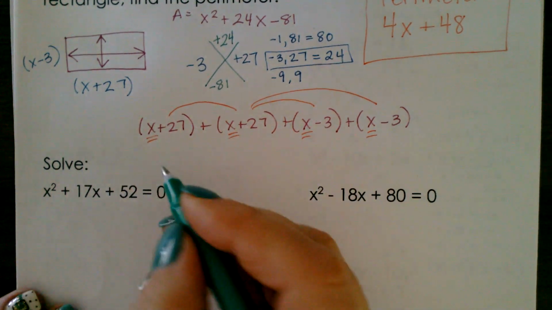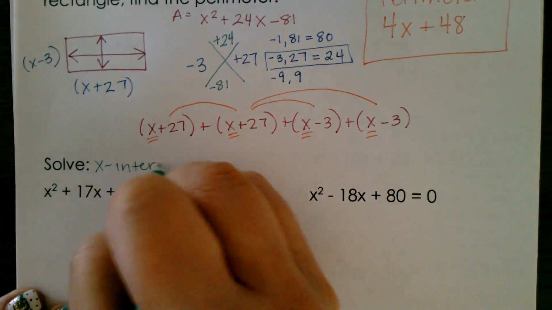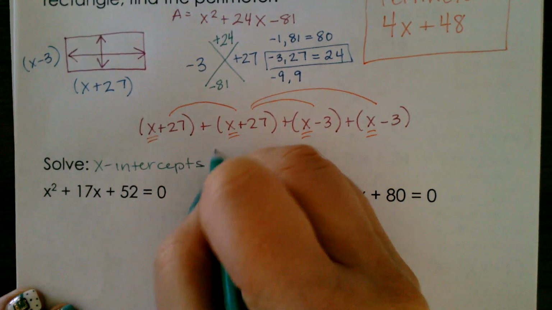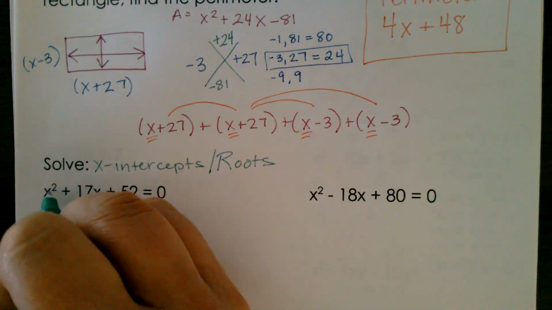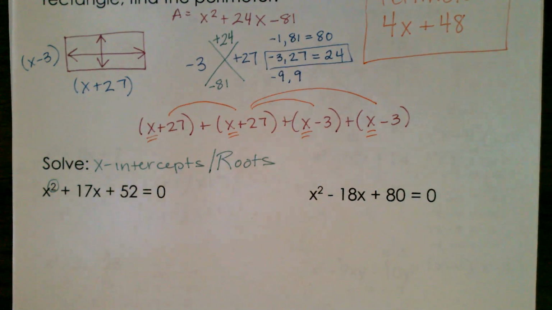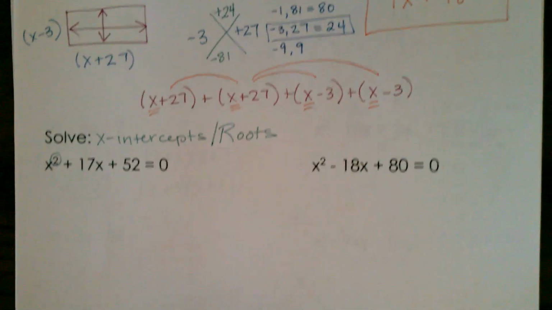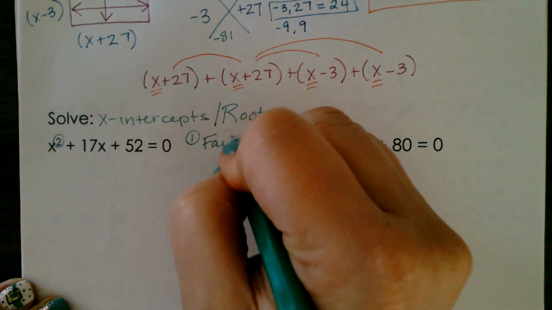Okay, now we're actually going to solve. Remember when I talked about solving, it is finding the x-intercepts, also known as the roots. This exponent tells me how many solutions I should have. These are parabolas. They will have 2 x-intercepts. First thing you need to do is factor.